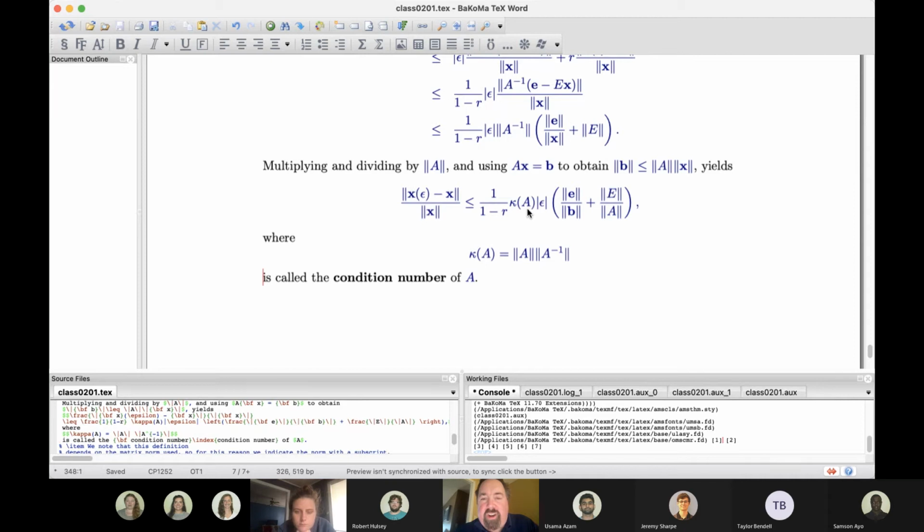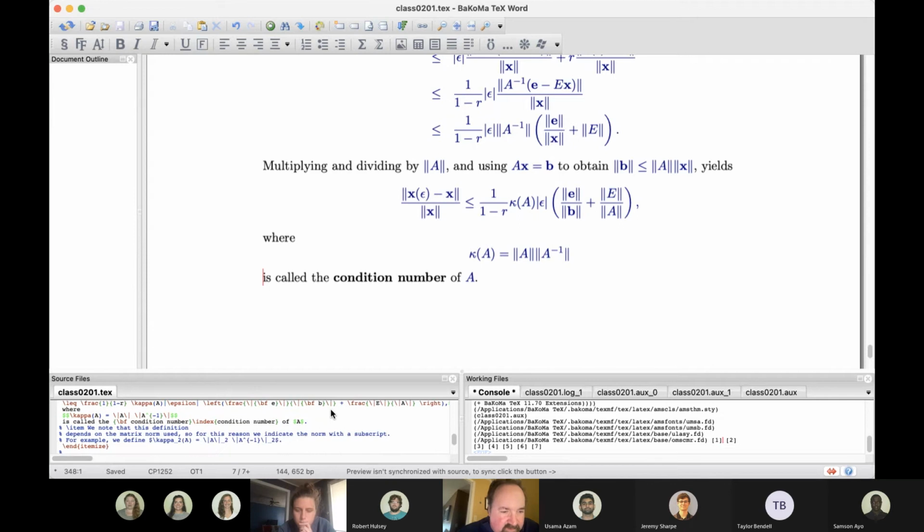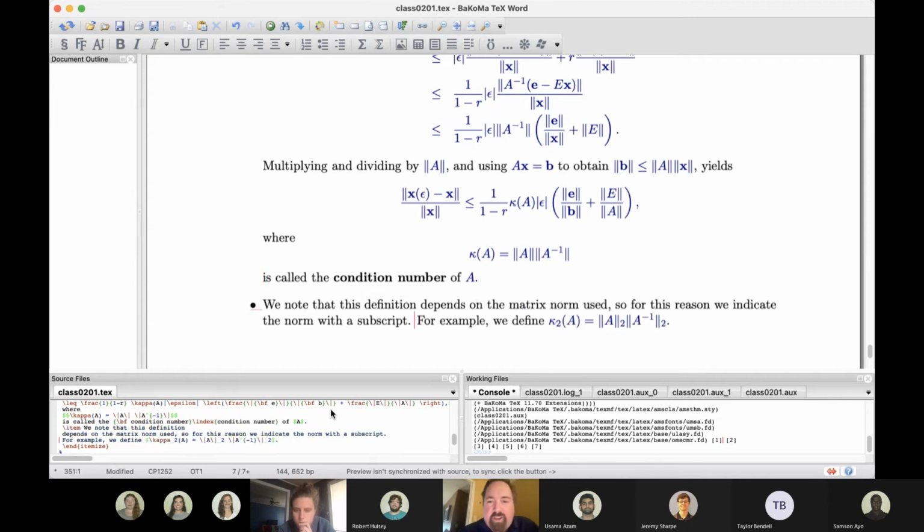If a condition number is large, that's bad. It's called ill conditioned, because that means the system may have changed only a little bit, but the solution has changed by a lot, and we definitely don't want that to happen. Here I assumed any matrix norm, it doesn't matter which one. If we want to specify a norm, we use that as a subscript of the kappa. So kappa 2 of A is the 2 norm of A times the 2 norm of A inverse.